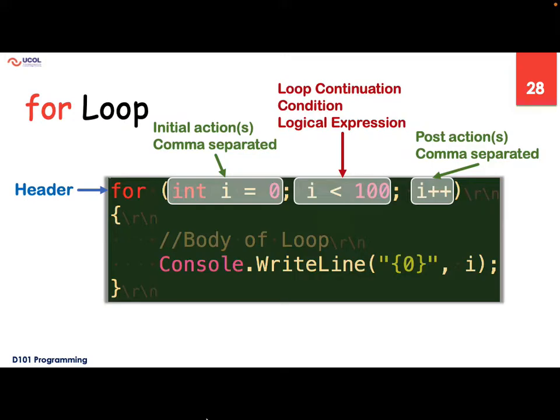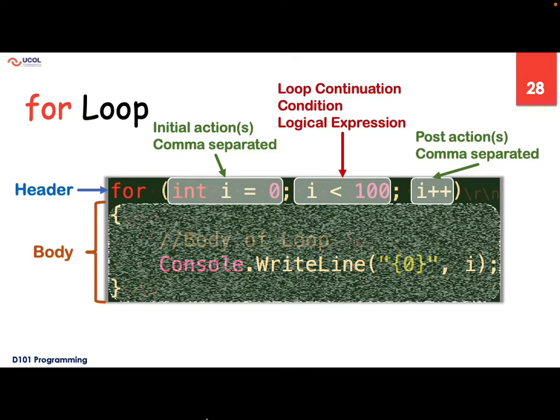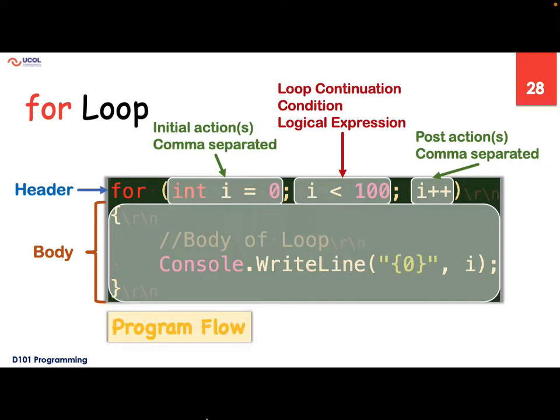So what has happened here? The initial actions, the first part, int i = 0, will be executed only one time, when we are starting that particular loop. At the start of the execution of the for loop, we execute that initial action only one time. Then we check the condition. This is how things are happening.